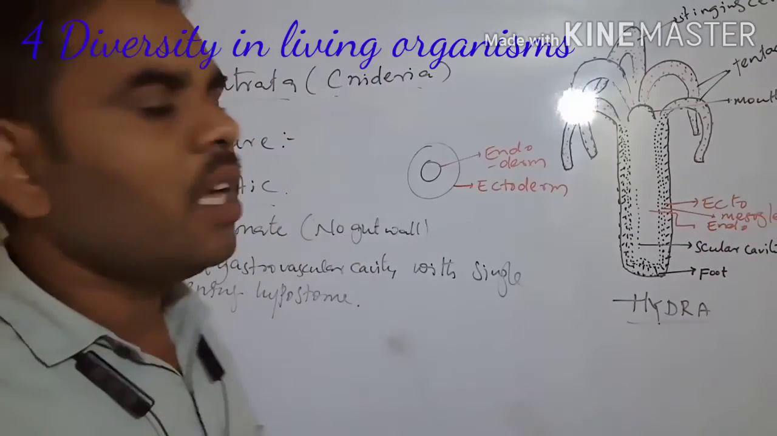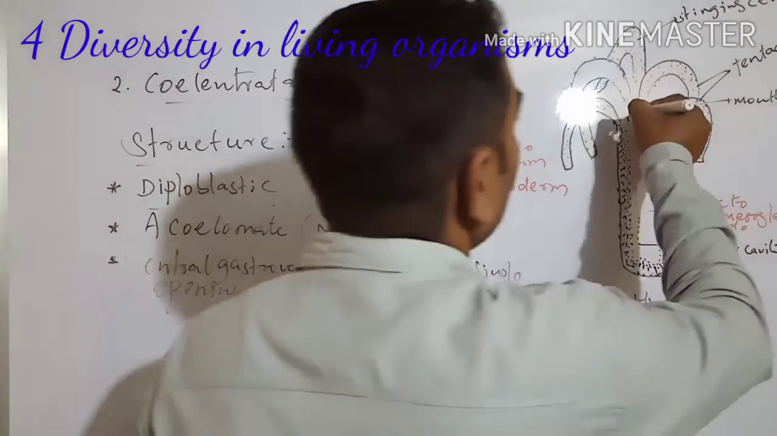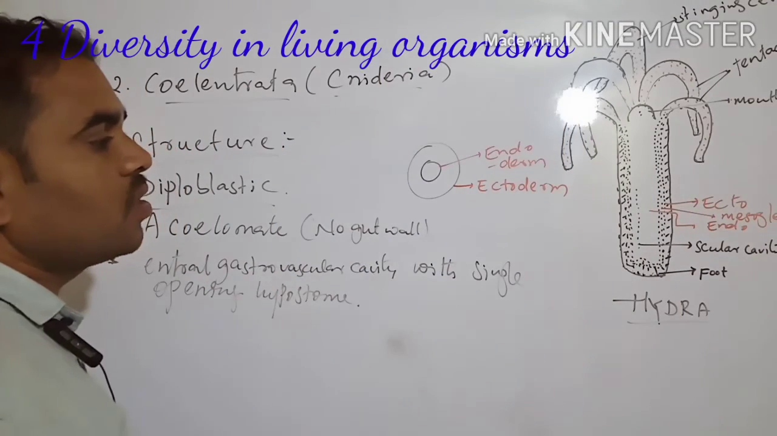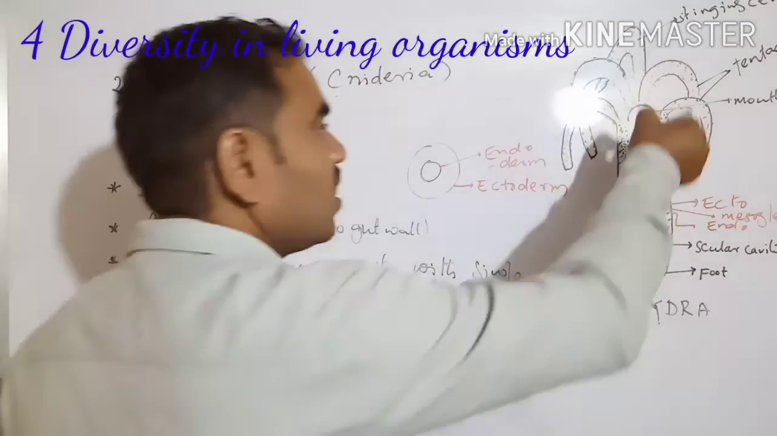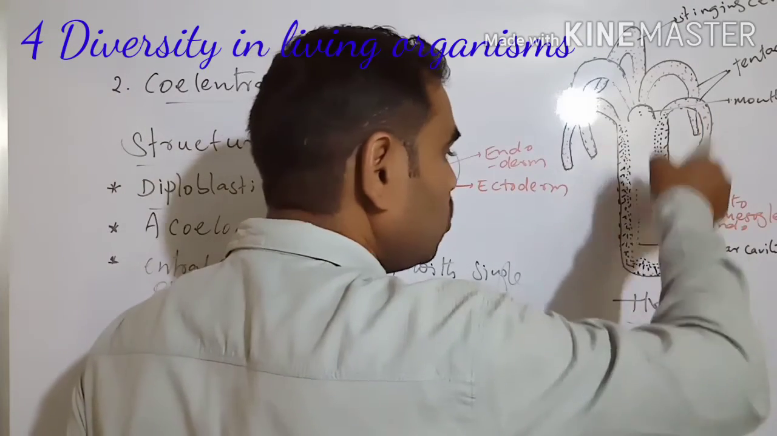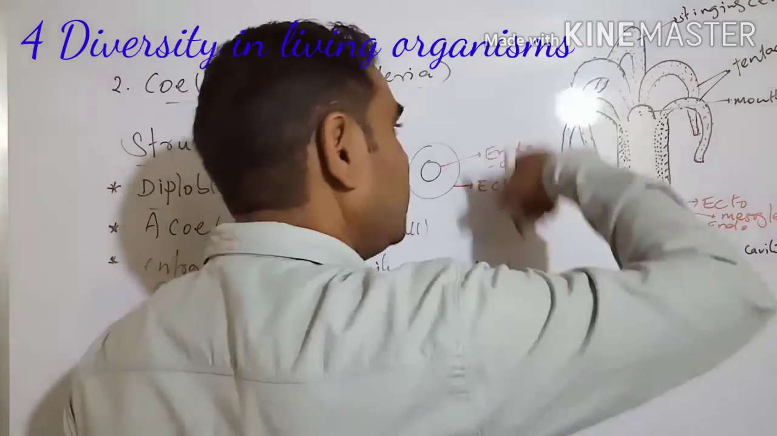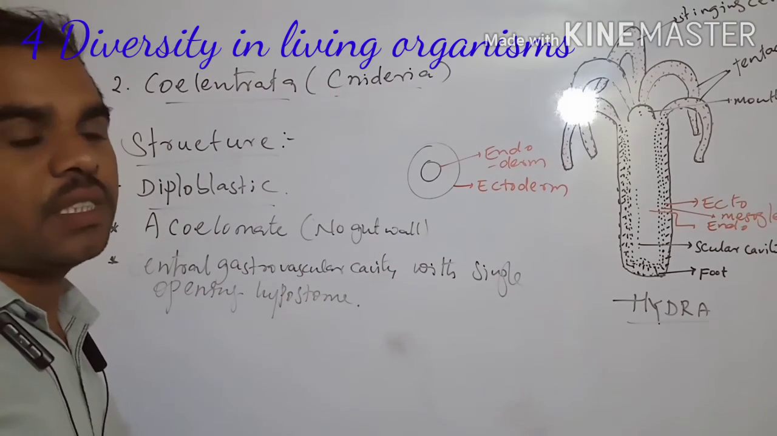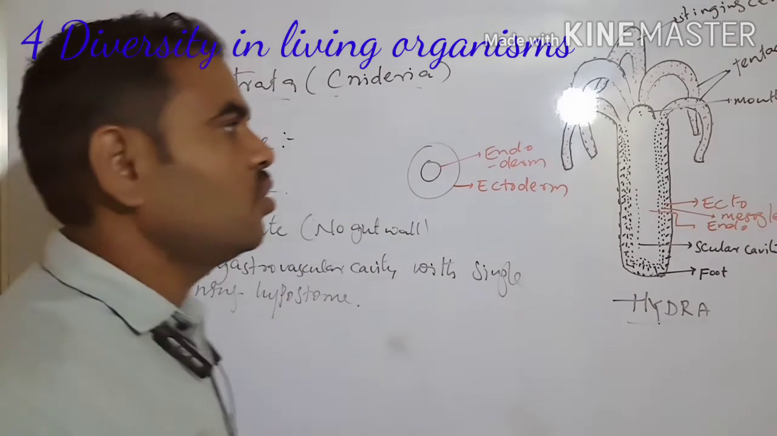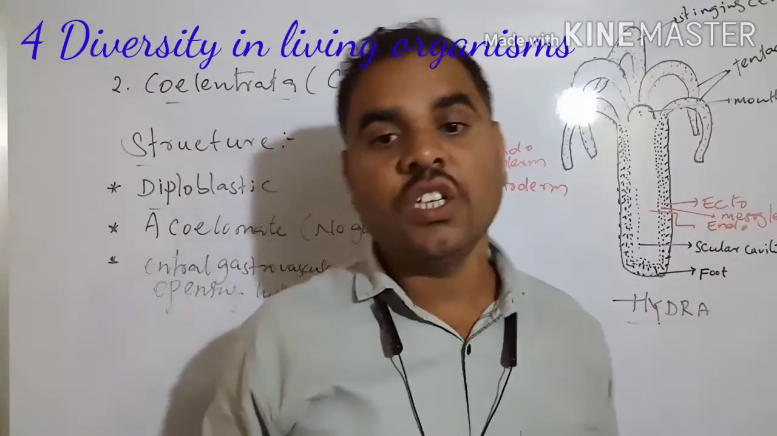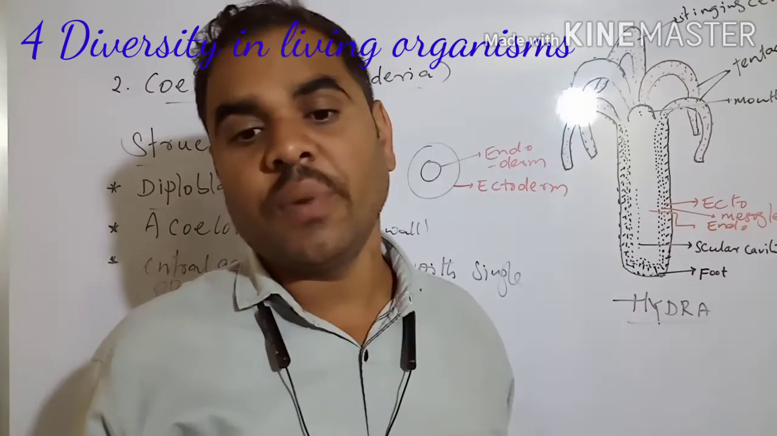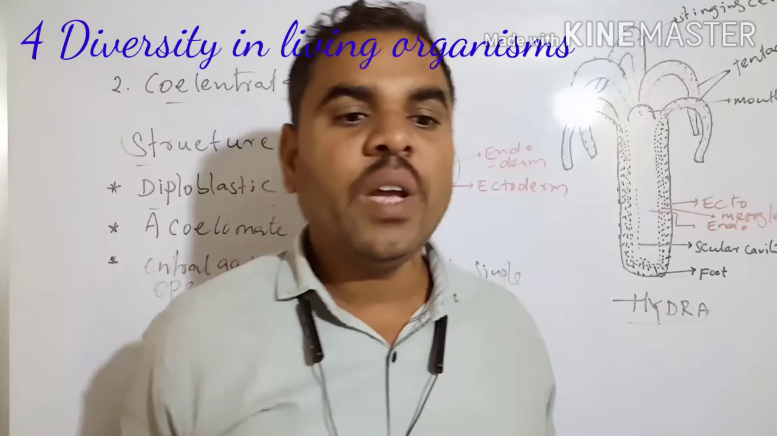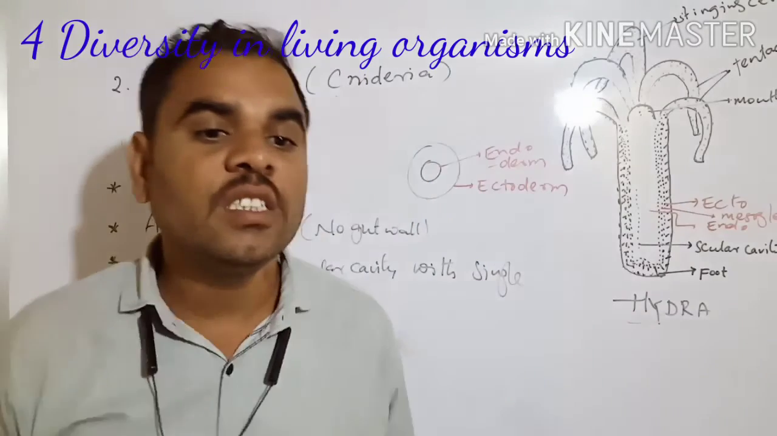This is the mouth. Through the mouth the food substances are taken in, and only a single opening is there. After using the nutrition, the waste is expelled through the same mouth. Ingestion and excretion both happen through the single opening. Next we have to see the special stinging cells.